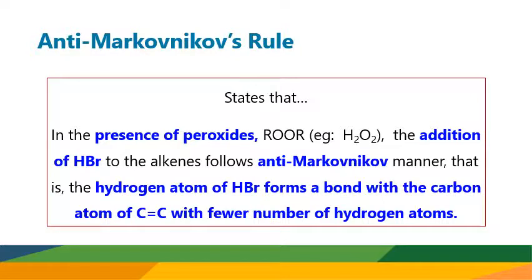And we can also apply the anti-Markovnikov rule. The anti-Markovnikov rule states that in the presence of peroxide, the addition of HBr to alkenes follows an anti-Markovnikov manner. That is, the hydrogen atom of HBr forms a bond with the carbon atom of the carbon-carbon double bond with fewer hydrogen atoms.